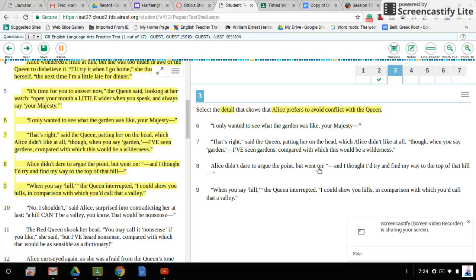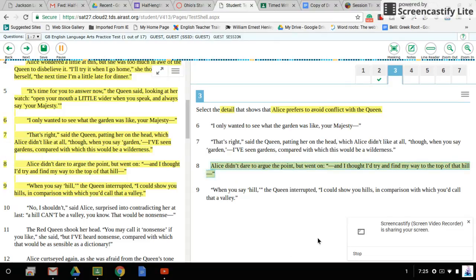So we have these two left. "I only wanted to see what the garden was like, Your Majesty." So there she is kind of trying to pacify her, try to explain herself. But here it says Alice didn't dare to argue the point. Here she makes a conscious choice not to argue, even though she disagrees. So that's going to be the answer.